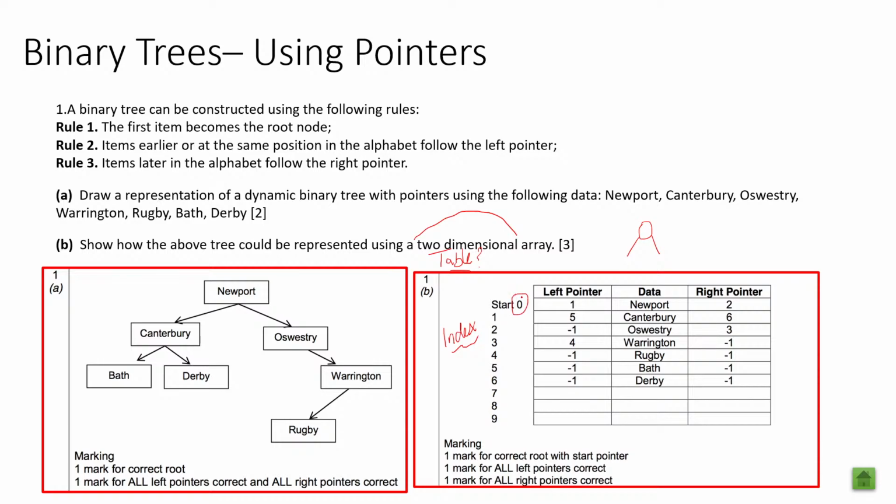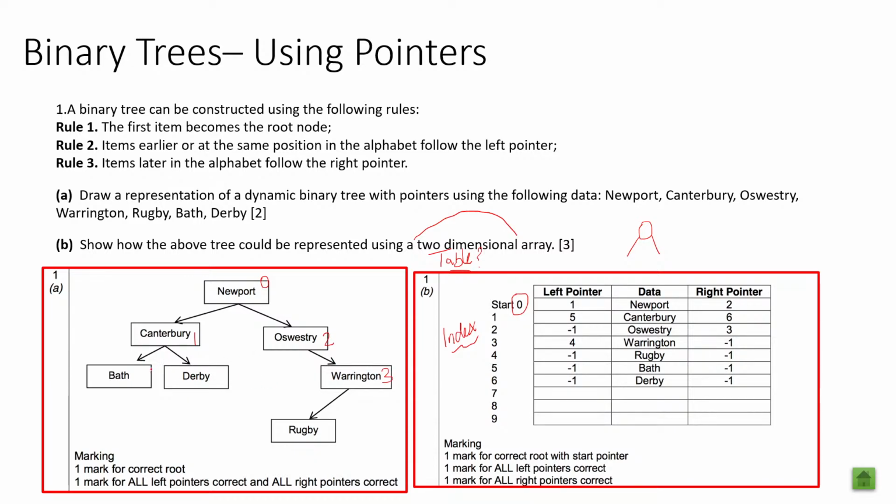Always start at 0. So here, Newport is my root node at position 0. Newport's left pointer points to position 1, which is Canterbury. Look, Canterbury, position 1. Oswestry, 2. Warrington.